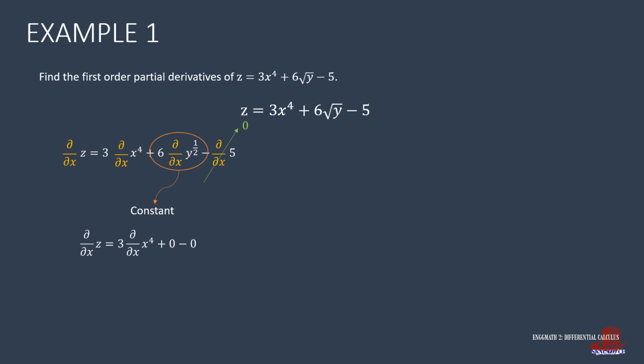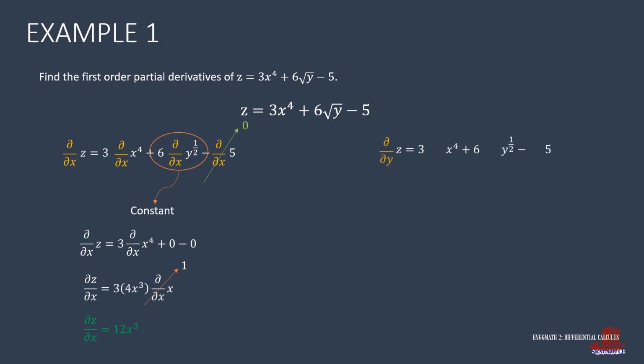As we take this a step at a time, we simplify it as the constant 3 times 4x cubed using the power rule. Then we multiply the derivative of x with respect to x, which is taken as 1. So the partial derivative of z with respect to x is 12x cubed.